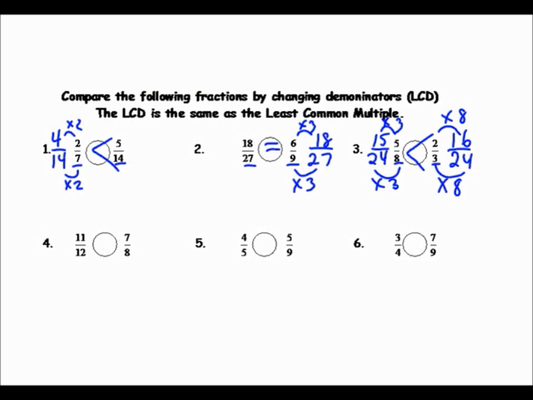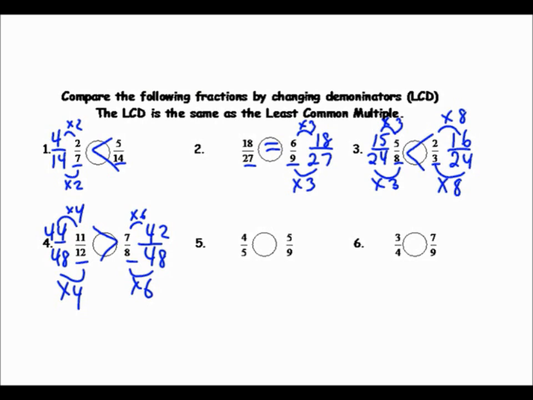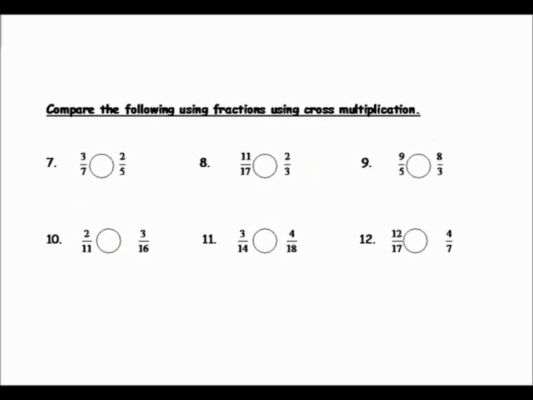We'll do one more. Number 4. You're going to have to change both denominators here. Now, the least common denominator would be 24. Let's say I didn't see that and I accidentally changed them to 48ths. That would be fine. You'd still get the correct answer. 12 times 4 is 48. 11 times 4 is 44. 8 times 6 is 48, and 7 times 6 is 42. 44/48 is larger than 42/48. So that's how you can change the denominators to compare fractions.